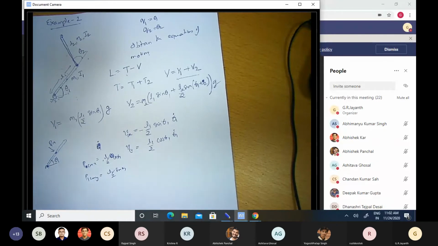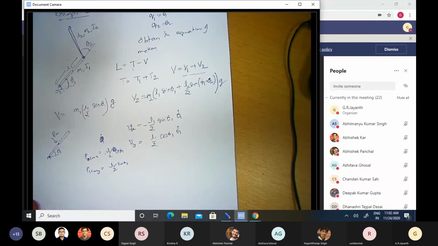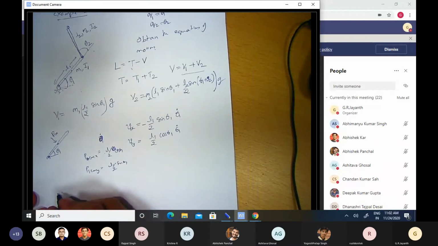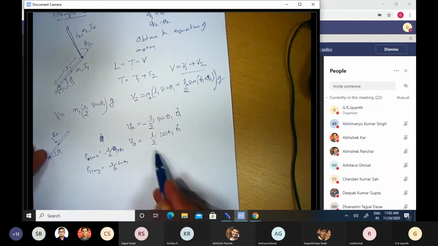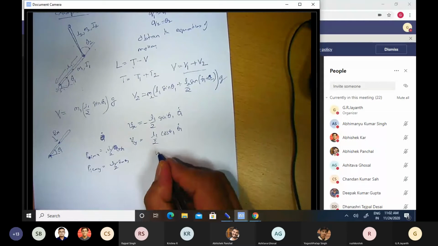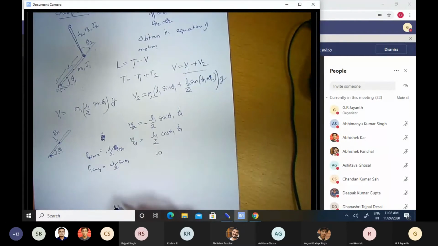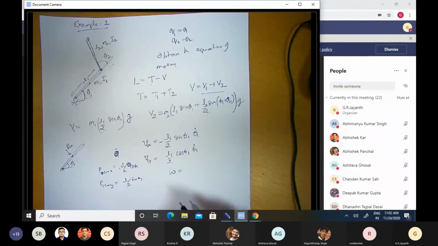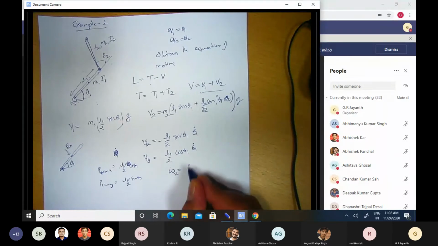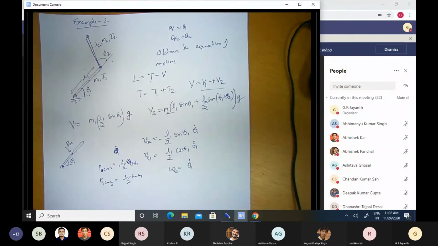What about the velocity of the rigid body? This is the linear velocity. What is the angular velocity? Omega will be about the z-axis, and it will be equal to omega z equal to simply theta 1 dot. That is the angular velocity, right?